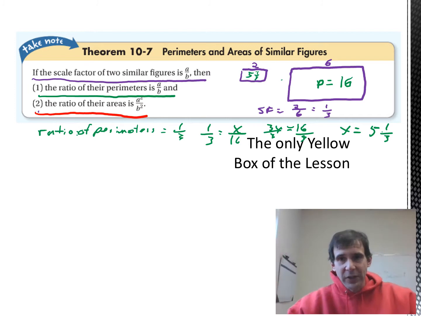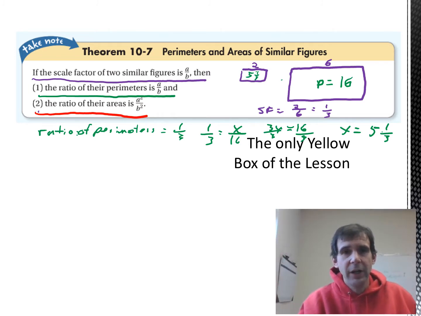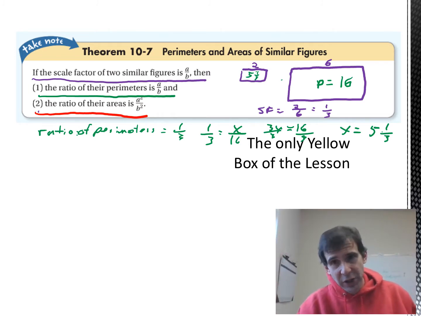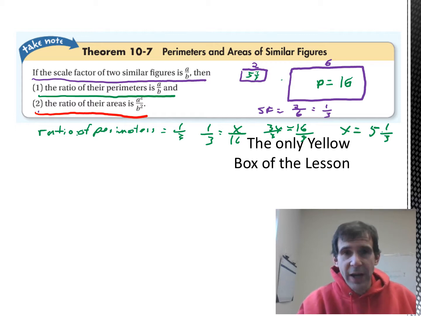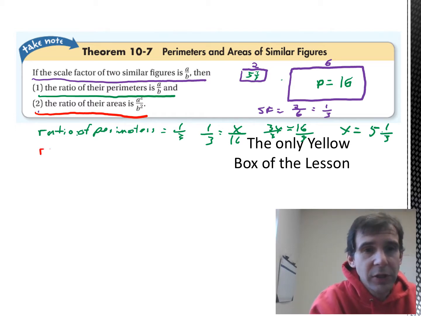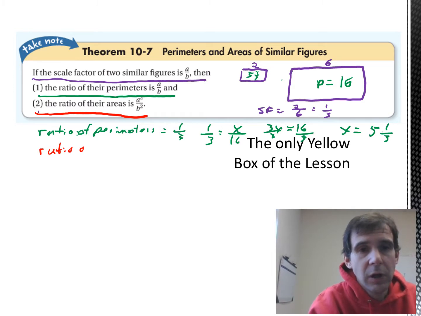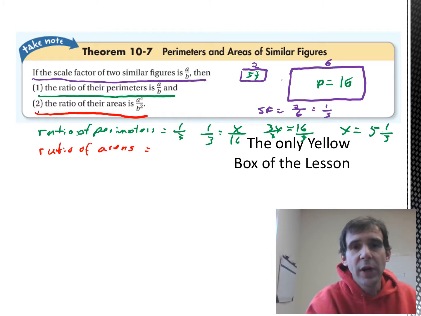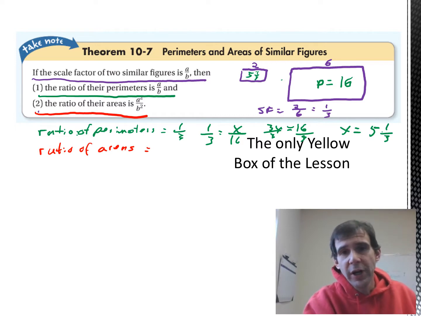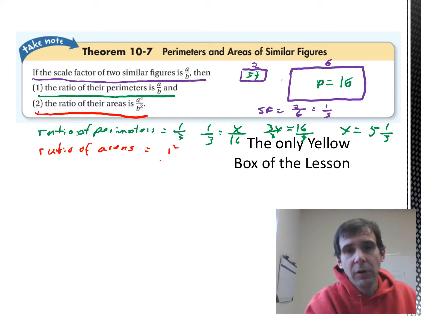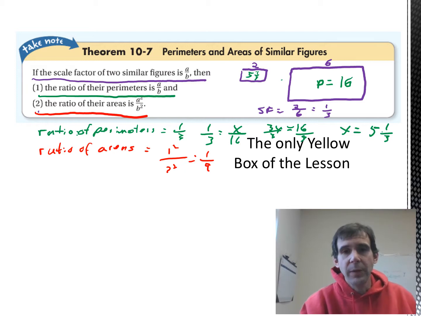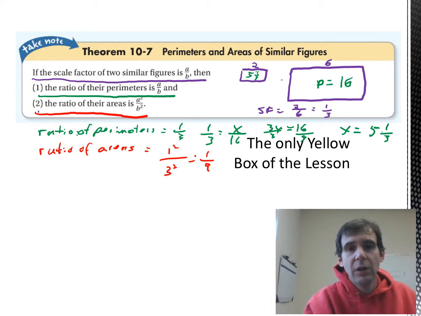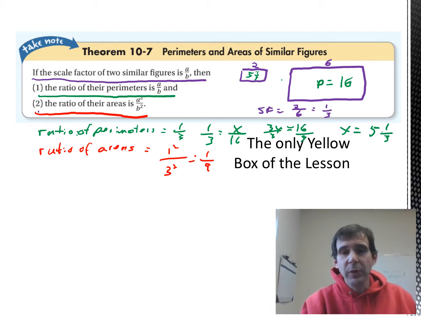It's how much space takes up that figure. So just like our units become squared, now our ratio of the areas has to be squared. So the ratio of the areas is going to be A squared over B squared. If it's 1/3 here, it's going to be 1 squared over 3 squared, so that equals 1 over 9. 1 squared is 1, and 3 times 3 is 9. So 1 over 9 is going to be the ratio of the areas.